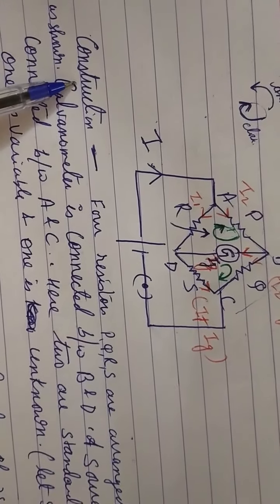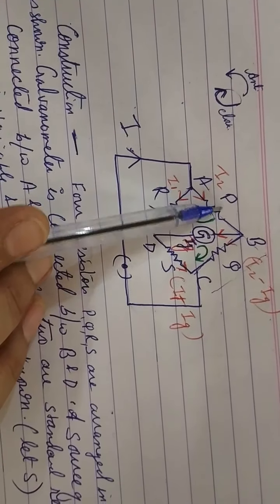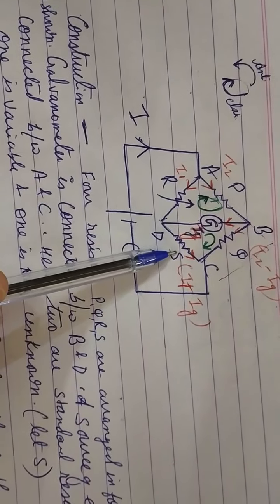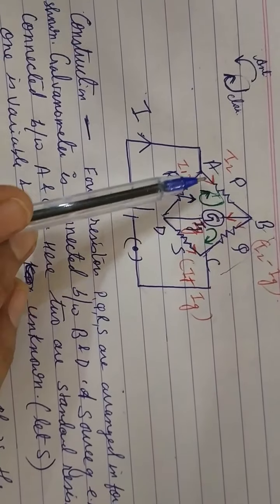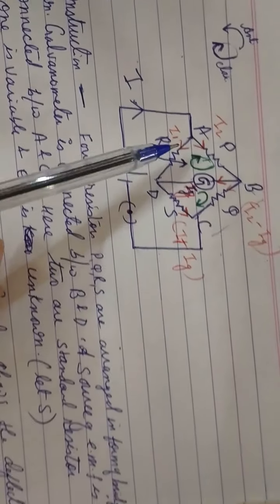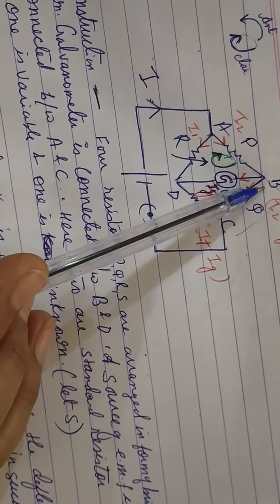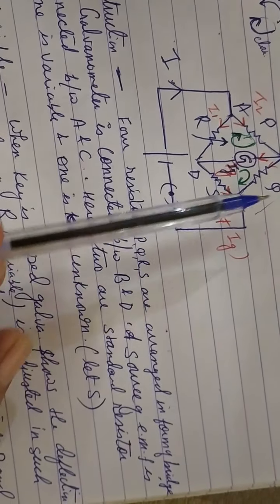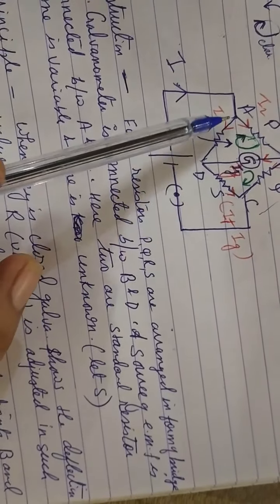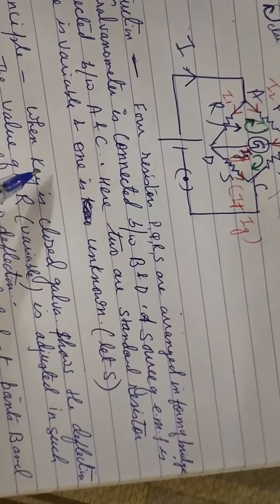Now its construction. The 4 resistors P, Q, R, S are arranged in the form of a bridge, and we have given the joining points the names A, B, C, D. Between the 2 points B and D, a galvanometer is connected, and a source of EMF, this battery, is connected between the points A and C.